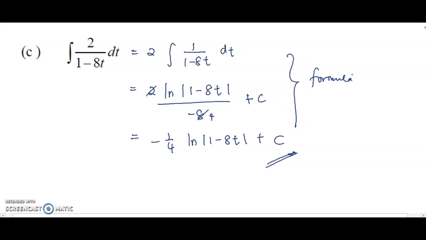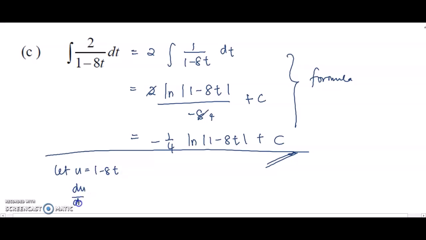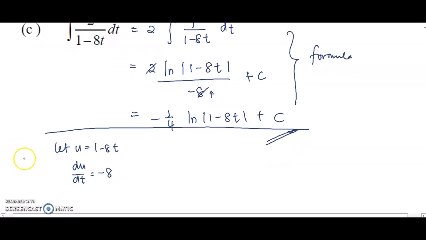But now the question said using the substitution method, which means they ask us to use the substitution method to answer this question. It's okay, we just let u equal to 1 minus 8t. And du dt will be -8. This means that your dt later on is going to be replaced by du over -8.